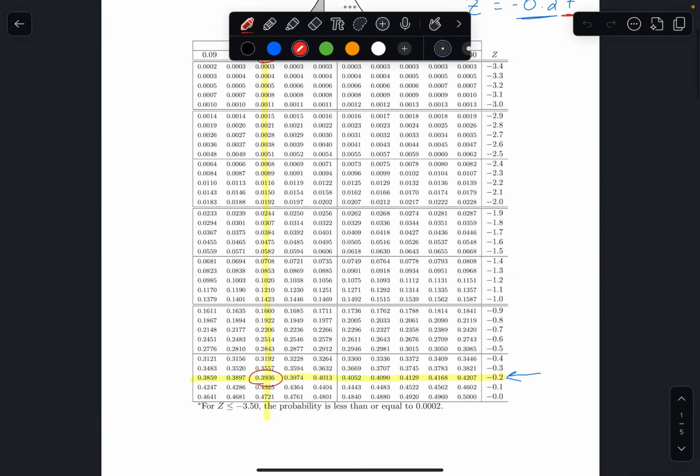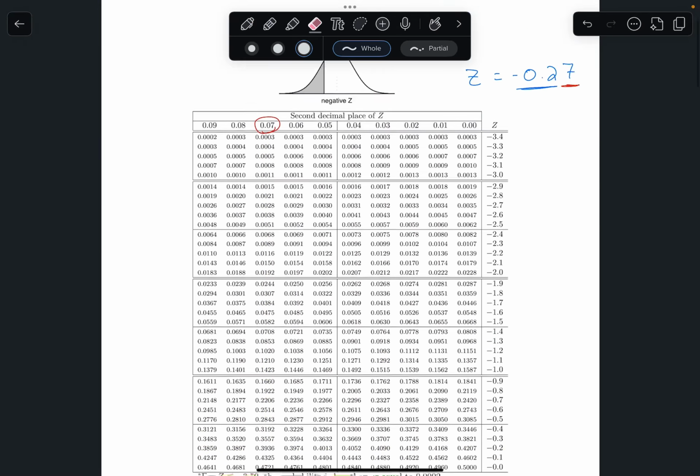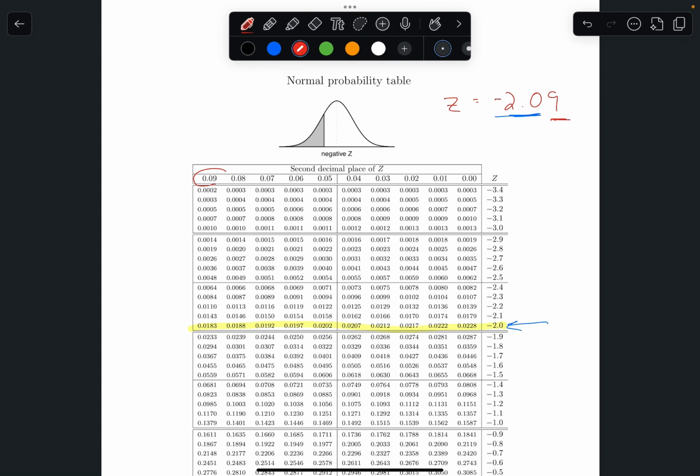So let's scroll back up and let's erase so that we can start with a fresh, clean slate. We said this time around our z-score was negative 2.09. So here is negative 2.0. We must be talking about this particular row right here. So let's highlight that row. And then the 9, that second decimal, we're looking all the way at this far left-hand column over here. Here's 0.9. So that means that the area to the left of this number is 0.0183. And that's all I really needed to do.